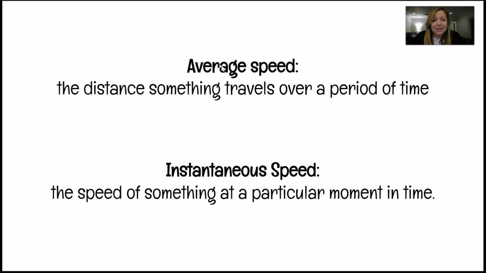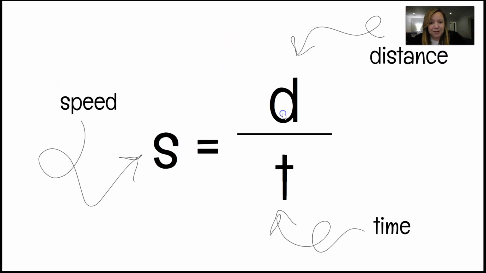An instantaneous speed is a little bit different. It's the speed of something at a very particular moment in time. We are going to be looking at both today.